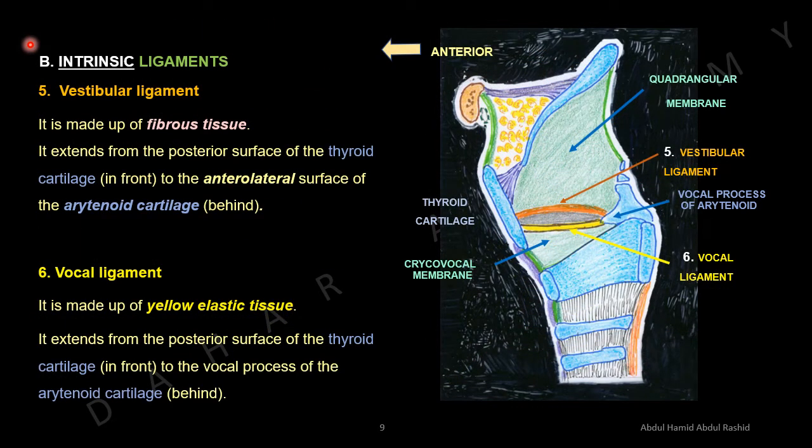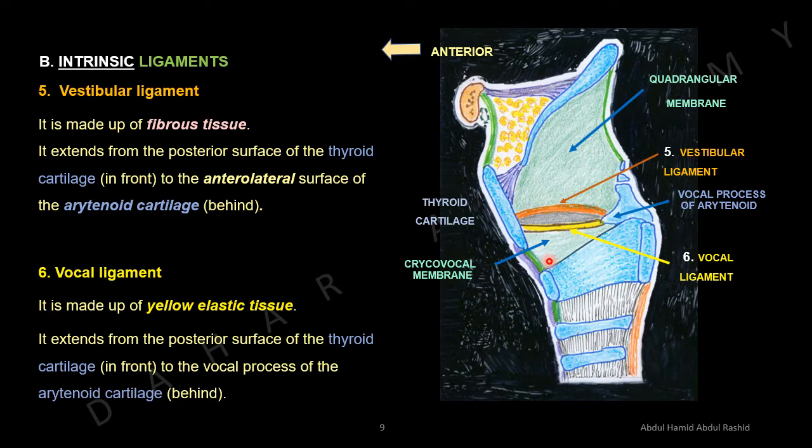Group B, intrinsic ligaments, continuation. Let's see the diagram first. This is the sagittal section of the larynx. This is in front, anterior. We are showing the inner surface of the right wall of the larynx. This is epiglottis. This is arytenoid cartilage. This is the anterior process or vocal process. This is cricoid cartilage. This is thyroid cartilage. Posterior surface is here. Above here is the quadrangular membrane, we have already mentioned earlier, and below here is the cricovocal membrane.